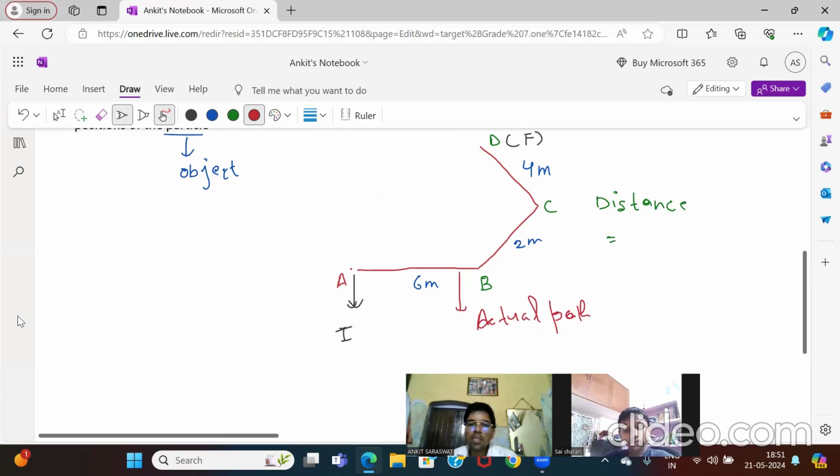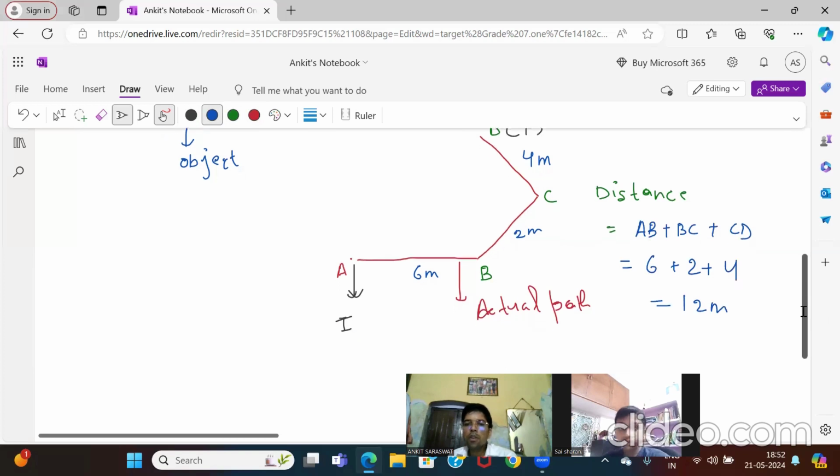Clear? So what is the length of this actual path? It will be AB plus BC plus CD. This is distance. 6 plus 2 plus 4 is equal to 12 meter. Clear? Understood? Any doubt?